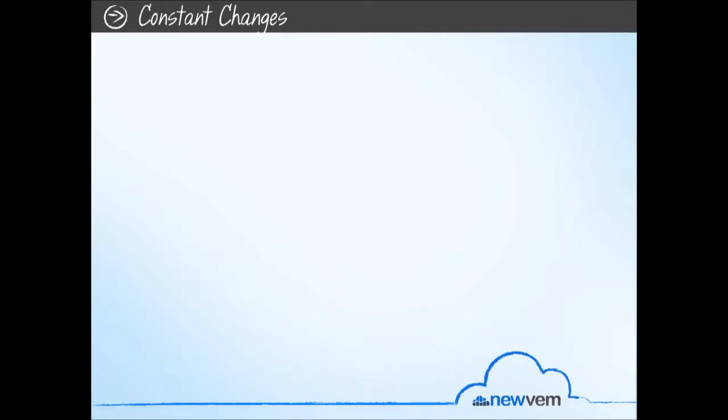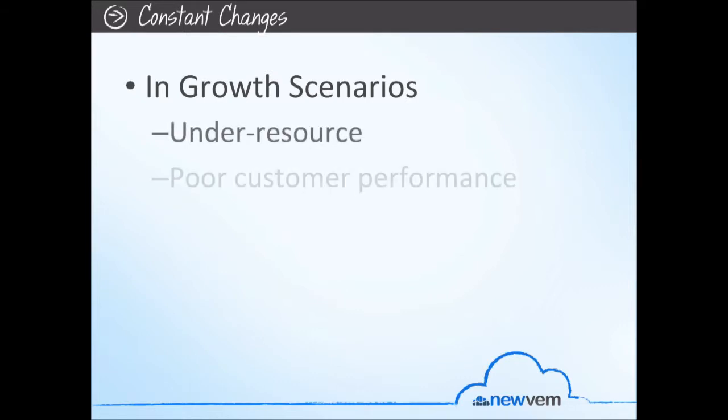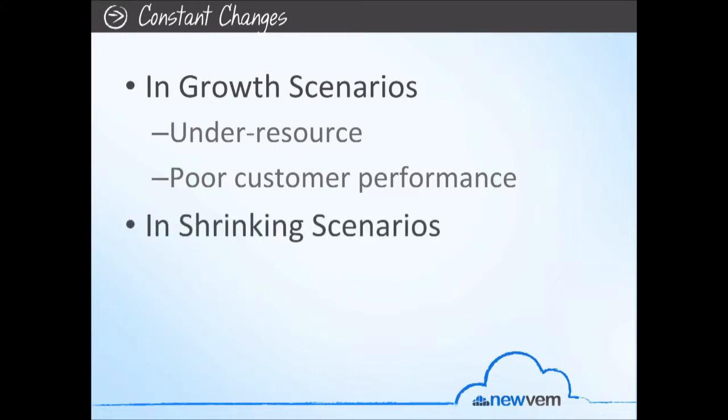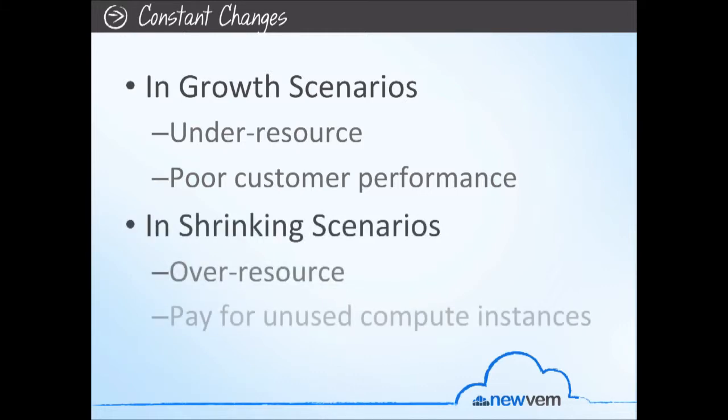Your business is constantly changing, so your cloud consumption needs to change with it. Otherwise, in growth scenarios, you might under-resource and have poor customer performance due to overutilized compute instances. In shrinking scenarios, you might over-resource, paying for unused compute instances. Also, as you grow, you might find your needs for availability change, depending on meeting customer quality of service expectations.